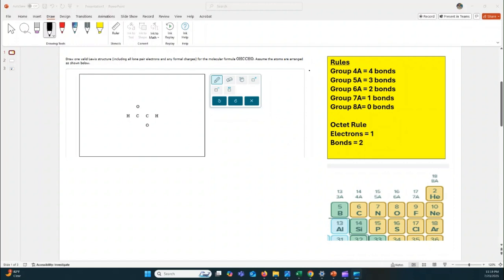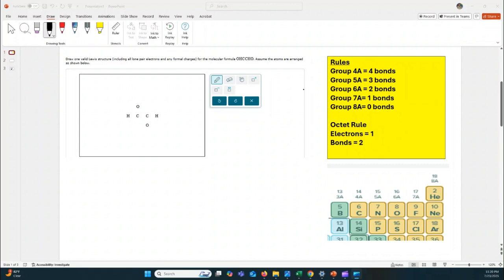So there are some simple rules for this question. First, we have to know how many bonds each element likes to form. We base that on the group that it's in. It's listed below: we've got group 3A, 4A, 5A, 6A, 7A, 8A, and the trick is to just take the number 8 and subtract the group number. So in this case, carbon is 8 minus 4, and carbon likes to form 4 bonds.